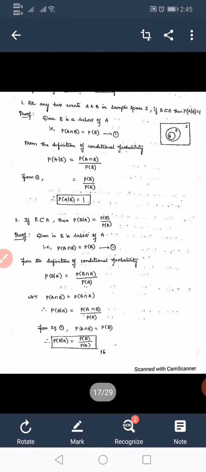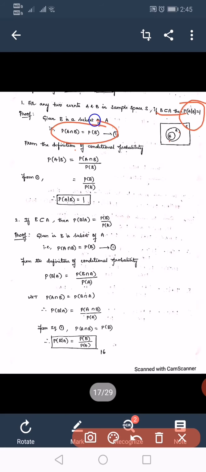Okay, so first let us consider a sample space S. In that sample space there are two events A and B. B is a subset of A, and if B is a subset of A, then we have to prove that P of A given B is equal to 1. This we have to prove. So remember one point here: B is a subset of A means the elements of B are in the set A. So if B is a subset of A, probability of A intersection B is equal to probability of B.